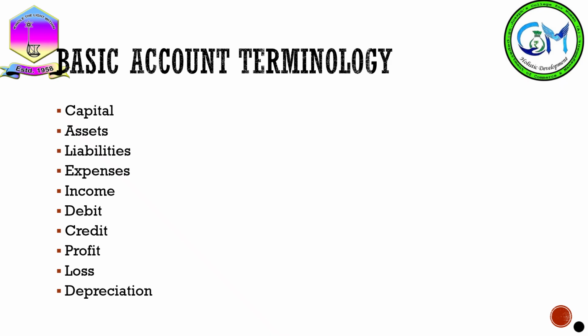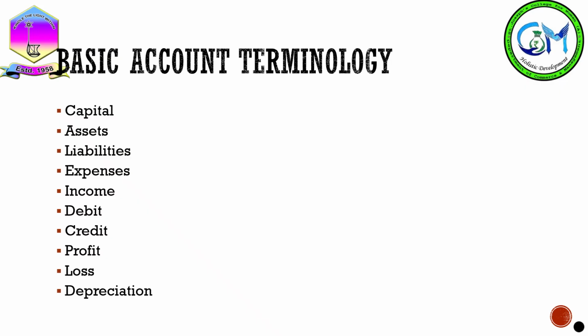The next term is assets. Resources owned by the business that have economic value and can provide future benefits are called assets. Cash, inventory, buildings, plant and machinery, equipment, all these are examples of assets. The next term is liabilities. Obligations or debts that a business owes to external parties and must be settled in the future are called liabilities. Examples are mortgages, loans, overdrafts, bills payable.